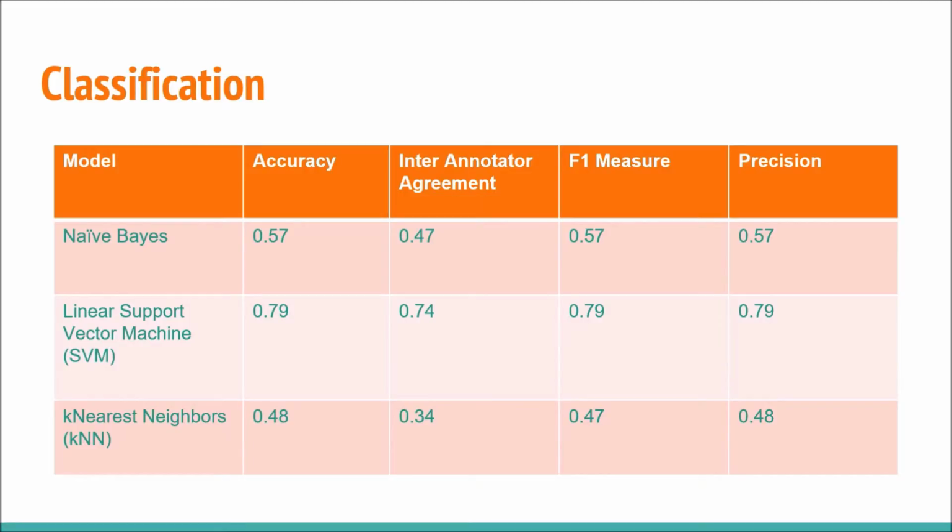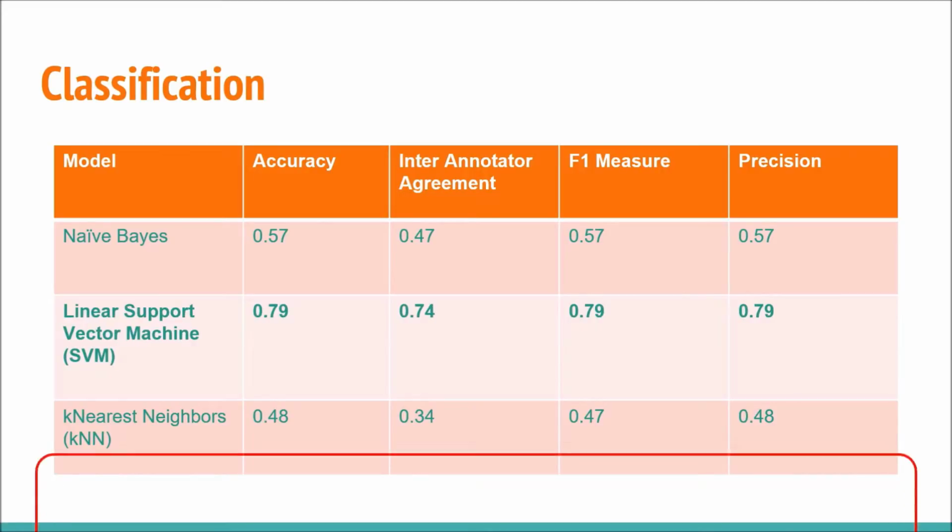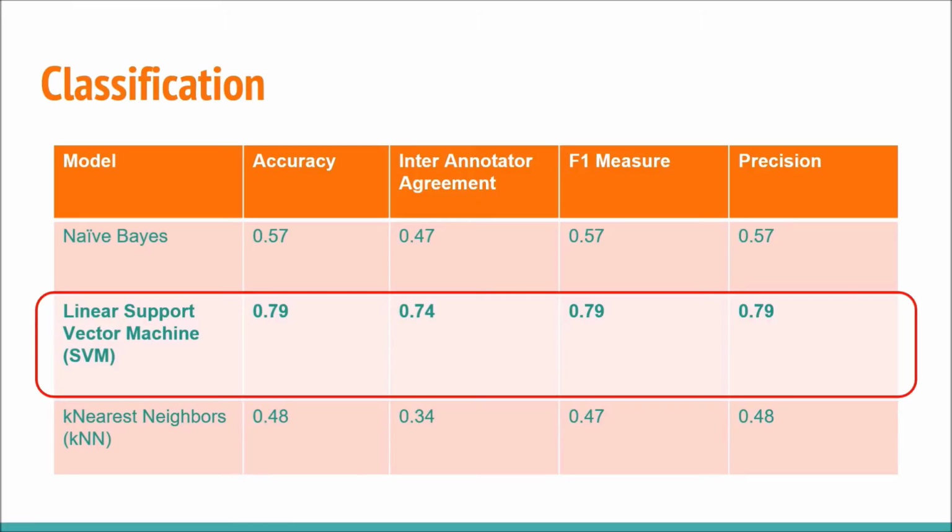And the classification models that we chose to test are naive Bayes, linear support vector machine, in short linear SVM, and k-nearest neighbors, in short KNN. Focusing on accuracy, inter-annotator agreement, F1 measure, and precision, it can be clearly seen that the linear SVM provides the best results for us. Therefore, we will be using the linear SVM.